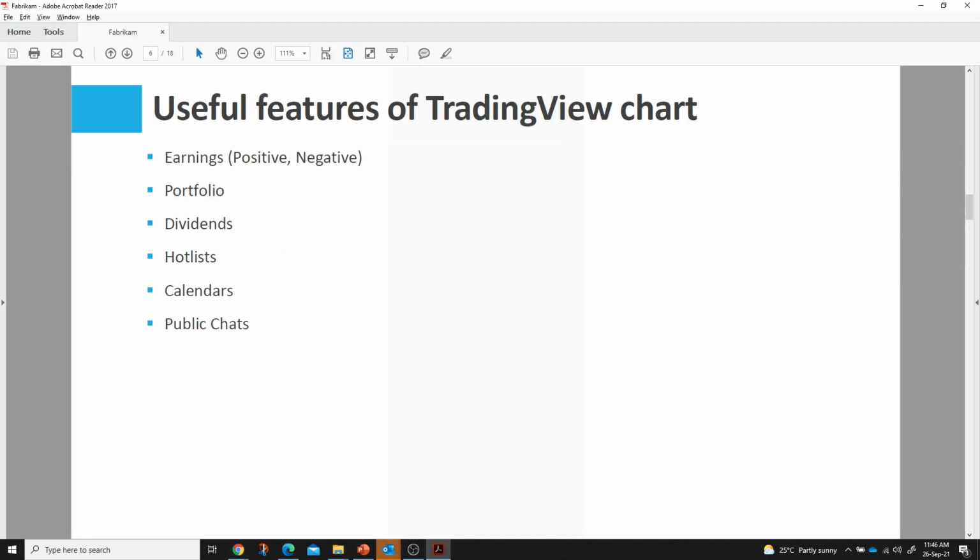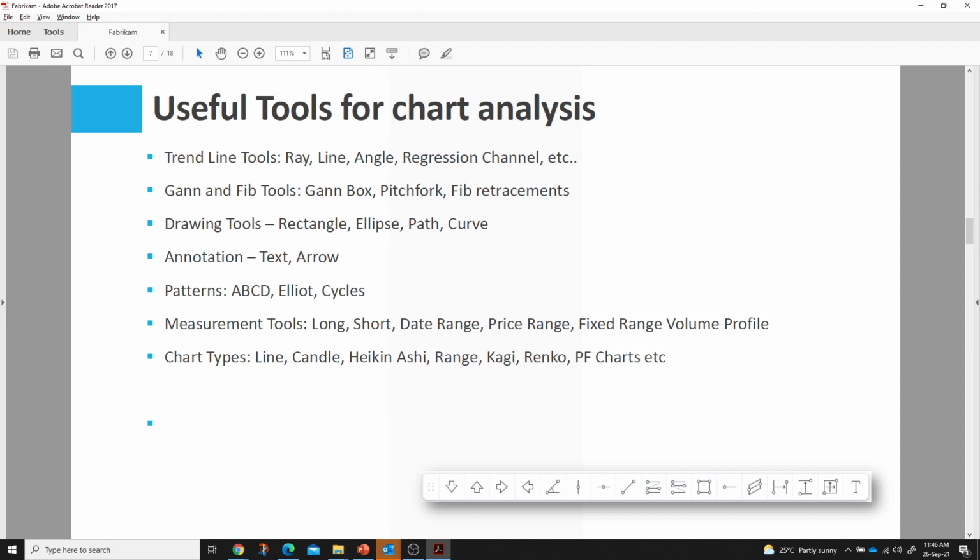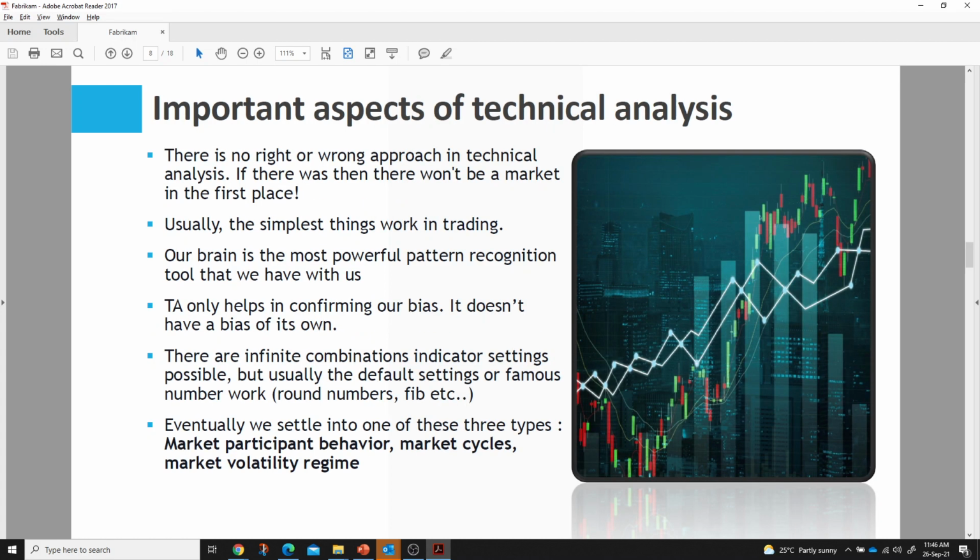Okay, so I have listed these down in the PPT also. Once you have the PPT, you can go through them. What I've listed down are some things which I use. I've also put my favorite toolbar. You can have a look at it.